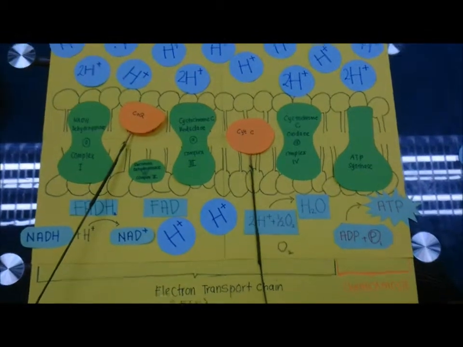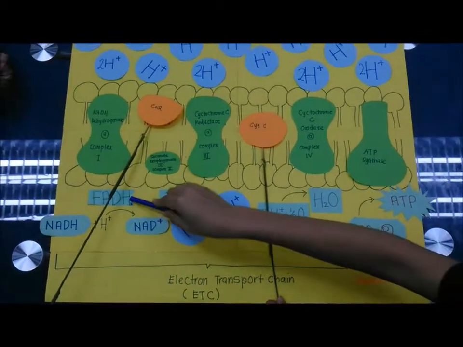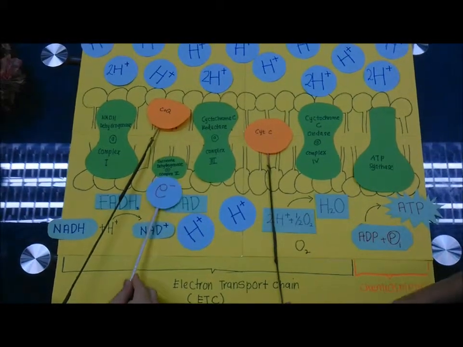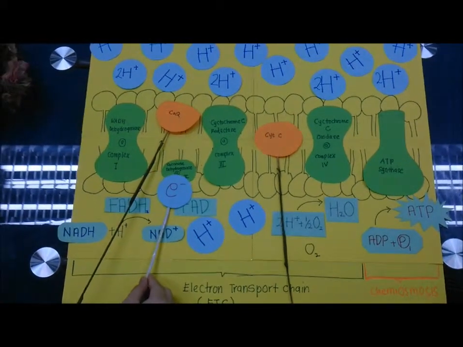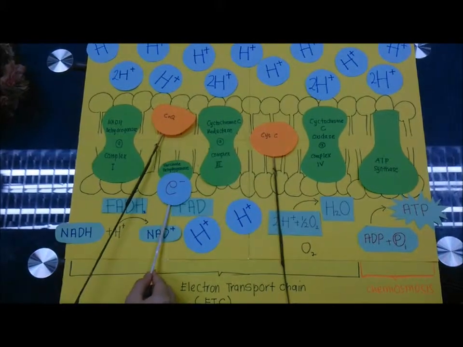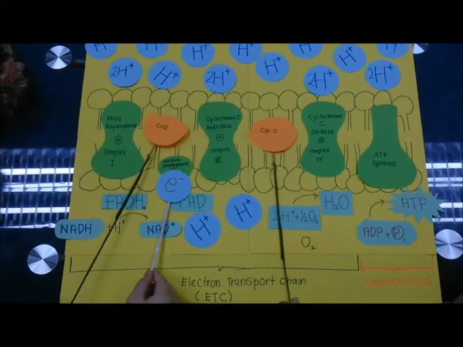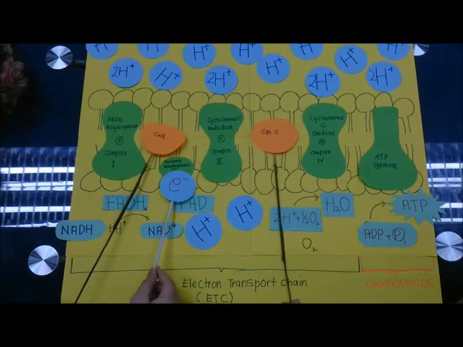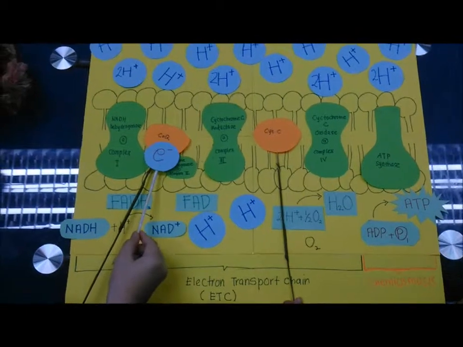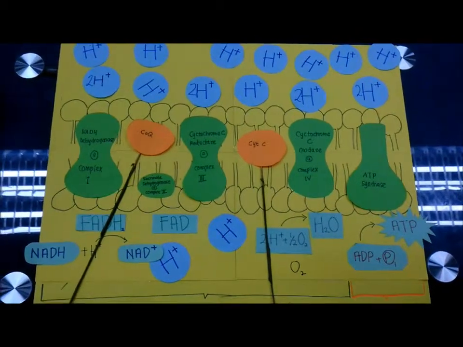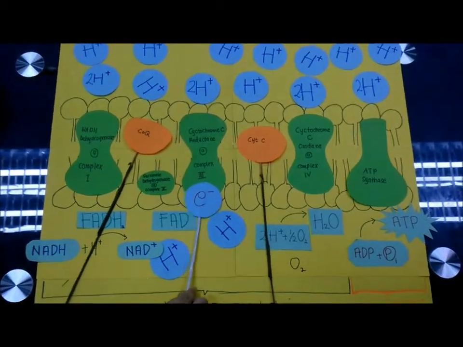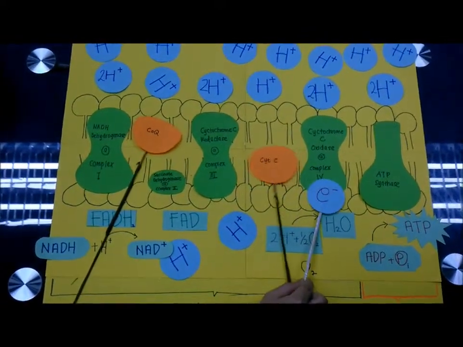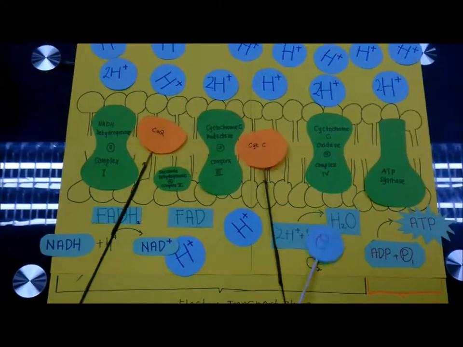Next is FADH2. FADH2 transfers its electron to succinate dehydrogenase at a lower energy level than NADH does. From succinate dehydrogenase, electrons move along the same pathway as the electrons from NADH, which pass the electron to ubiquinone. Then ubiquinone passes the electron to complex 3, which passes the electron to cytochrome C, and cytochrome C passes the electron to cytochrome C oxidase. Lastly, the electron passes to oxygen.